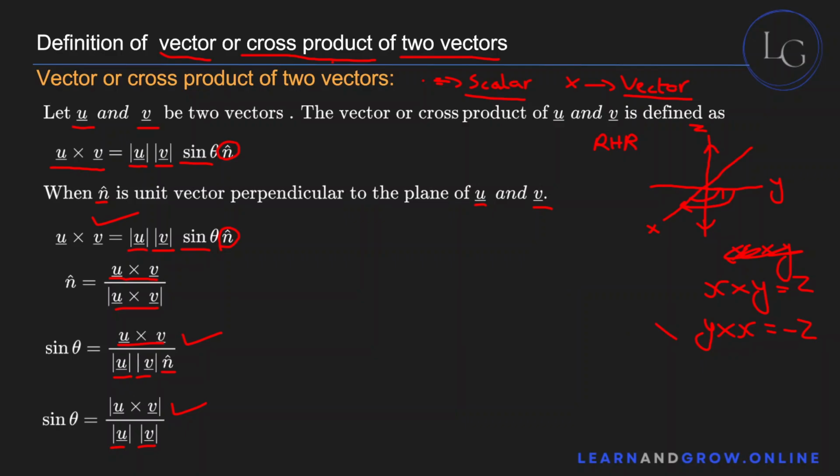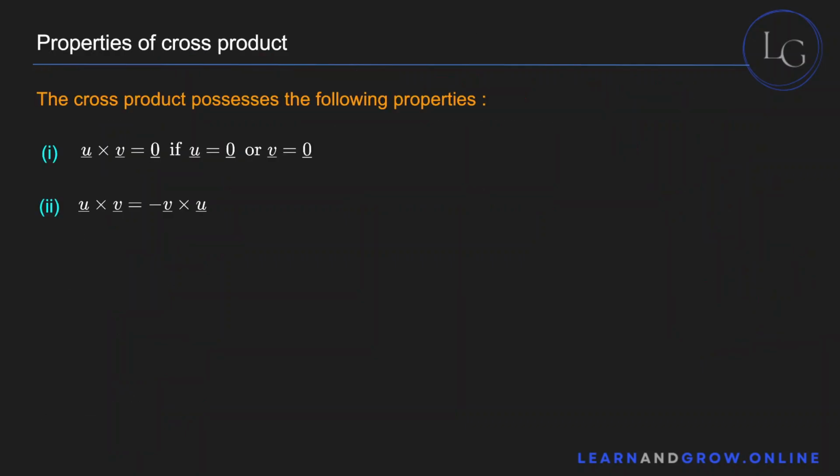By using your right hand, you can find the direction of the vector n. Now, properties of cross vectors: again, u cross v is equal to 0 if u is equal to 0 and v is equal to 0, pretty self-explanatory, right? Now, u cross v is equal to negative v cross u, right? And that again can be explained by the right hand rule, right?